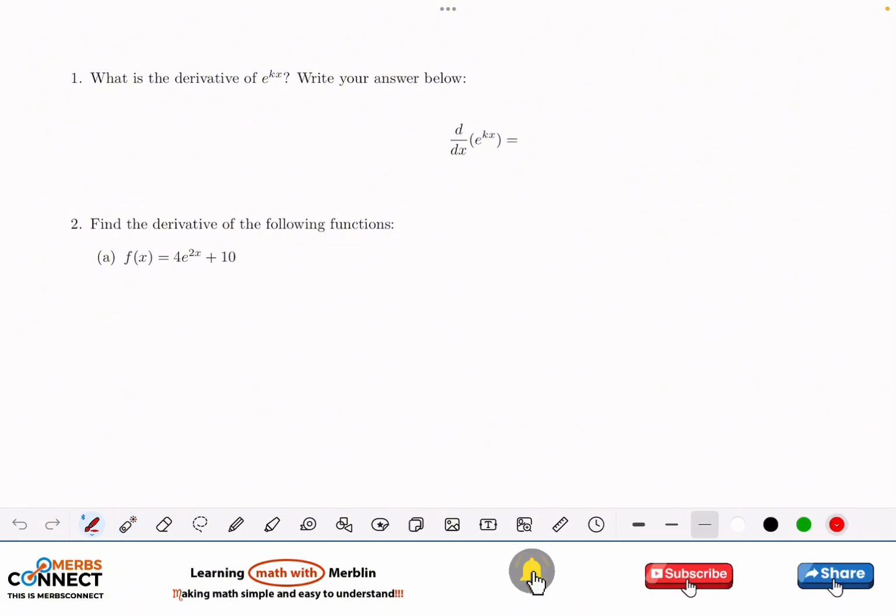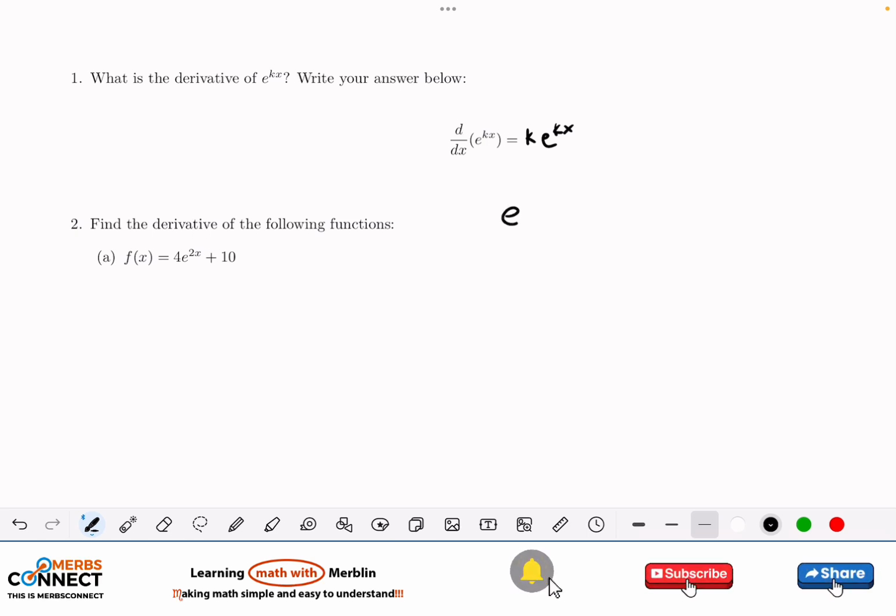This is very simple. Since the top here is a linear function, all we need to do is drop the k and then maintain the function again. That's all. So this is how it's going to be. But on how we differentiate an exponential function more generally, I will show you.